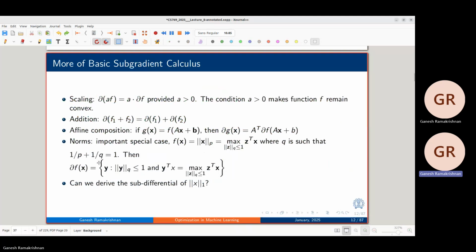Okay, so imagine I have plugged in P to be 1. Now what is Q? If P is 1, Q is? Yeah, Q should tend to infinity. And what do you know about the infinity norm? It is a max value, right? So just plug it in here. So it is basically saying all those y's where the max value of y is less than or equal to 1.